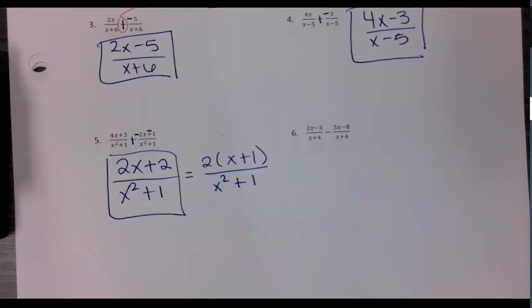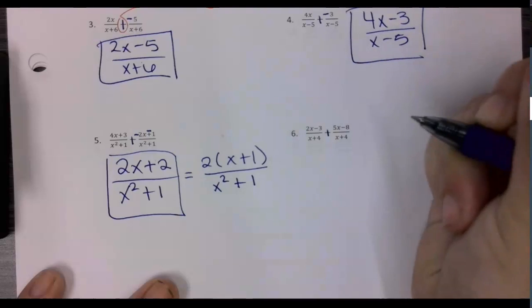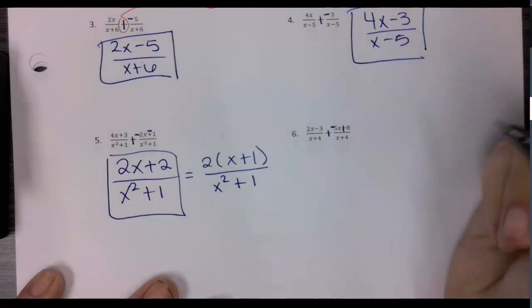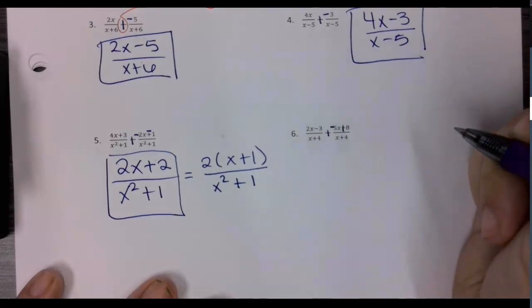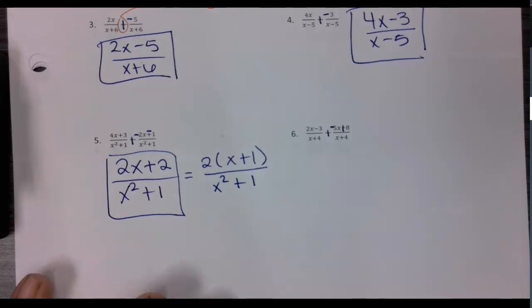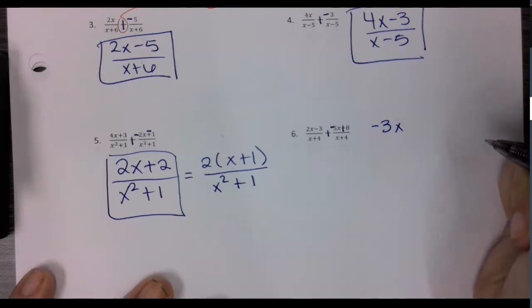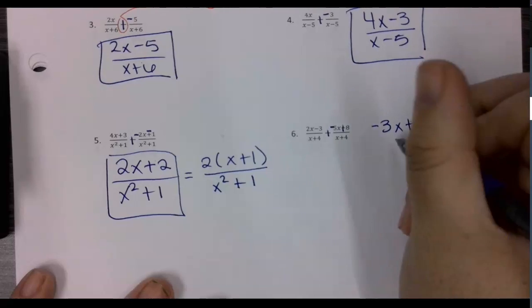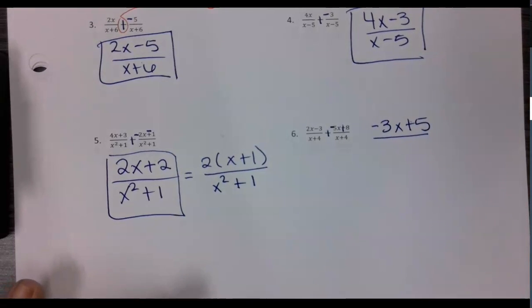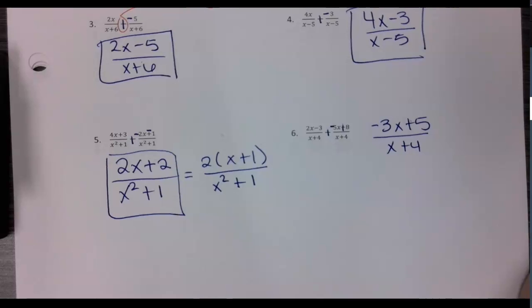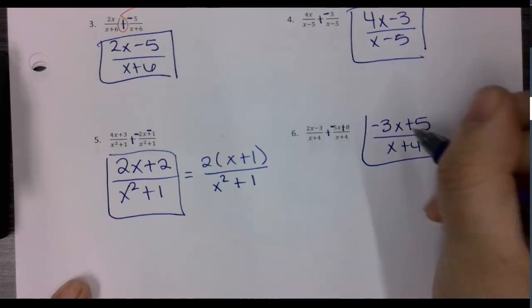Okay, so on number 6, what do I want to change? This is going to become positive. The 5 becomes negative. What about that 8? Positive. So then I have 2x minus 5x, and negative 3 plus 8, which is 5. And then on the denominator, x plus 4. Can I simplify this? Nope. Nothing factors out of either one.